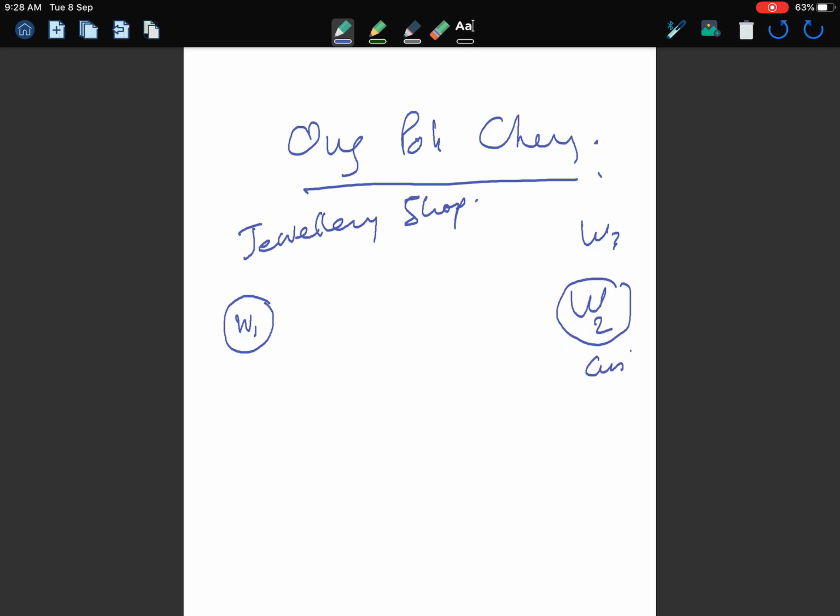Jewelry shop. So you have the witnesses here. There are several witnesses here. Witness number 1 could be the salesman of the shop. You may have witness number 2 and witness number 3, right? Witness number 2 could be the customer. Witness number 3 could also be the customer, right?